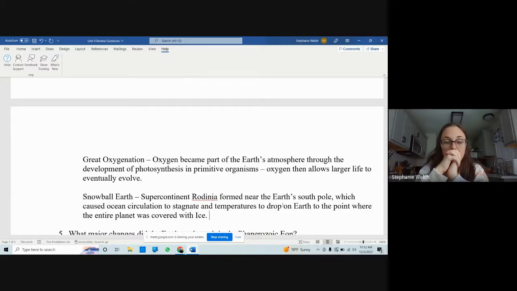So not only that, but supercontinent configurations have a really big marked effect on the stability of the mantle, the amount of volcanic activity that's taking place, and in this case had a really stark effect on ocean circulation and global temperatures, causing us to go into the Earth's biggest glaciation event.